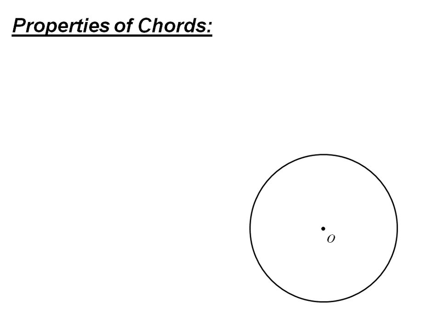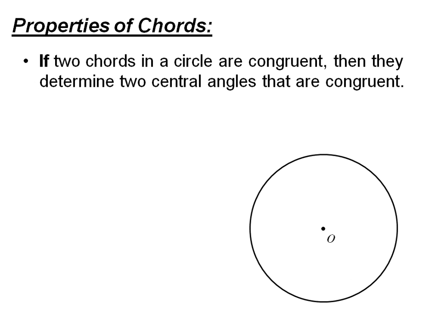Now, chords also have certain properties that need to be studied. And we aren't going to give any names to these particular properties. I'm just going to have all four of them go on down the list, and we'll go through them one at a time. The first property is that if we have two chords in a circle that are congruent, then they determine two central angles that are congruent.